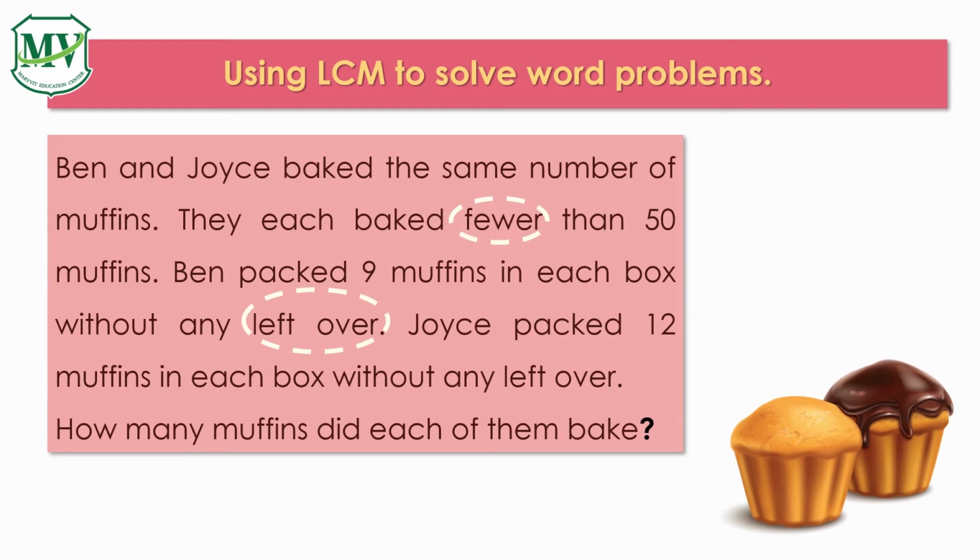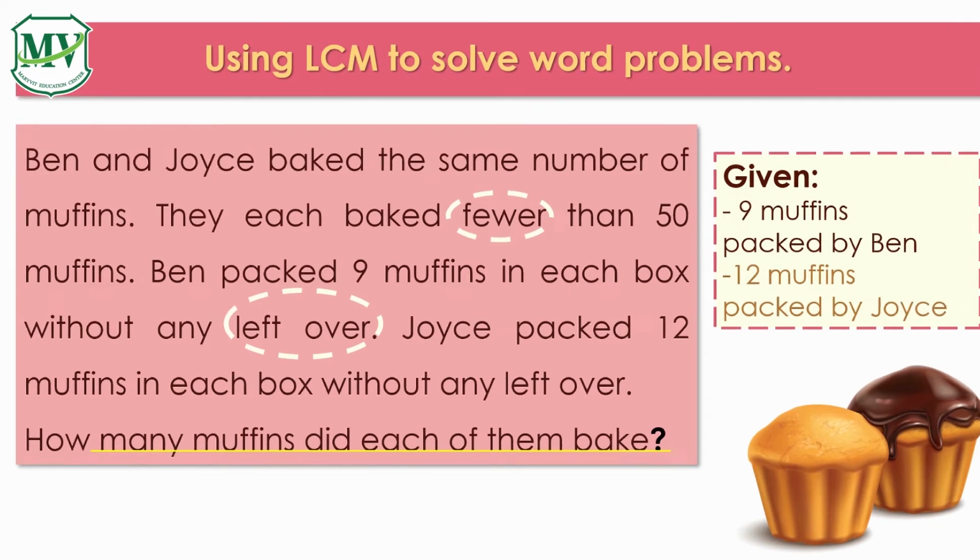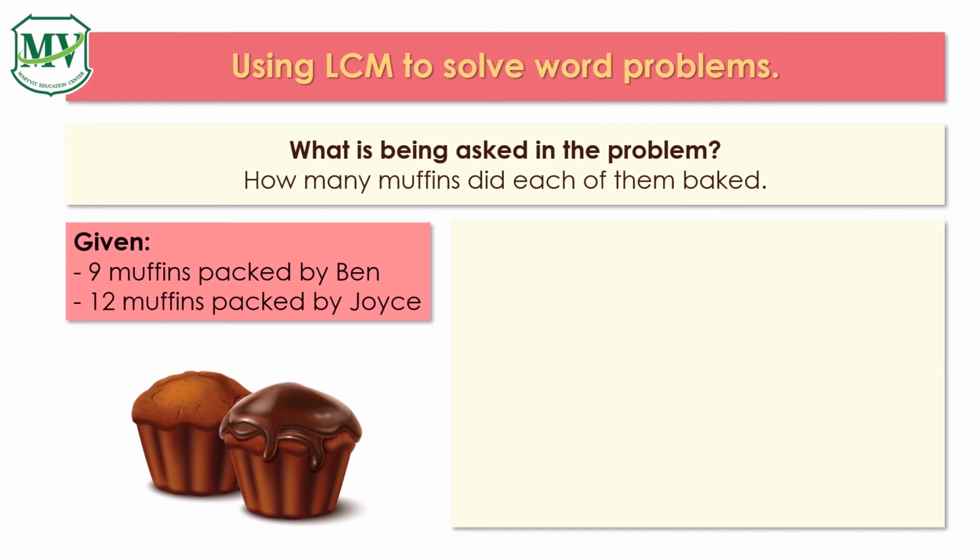Now, the given numbers are 9 muffins packed by Ben and 12 muffins packed by Joyce. What is being asked in the problem? How many muffins did each of them bake? Let's solve the problem. Then, we stop when all quotients are 1. Let's use 3 to start our division.